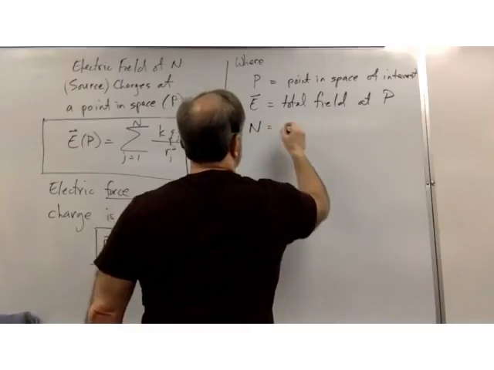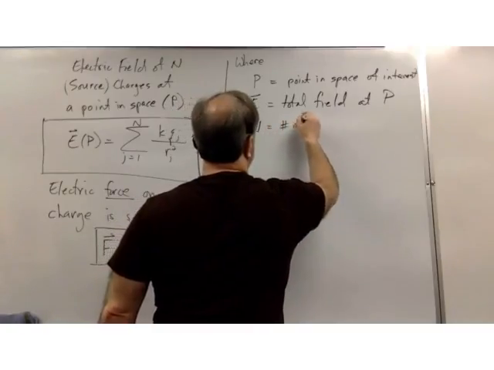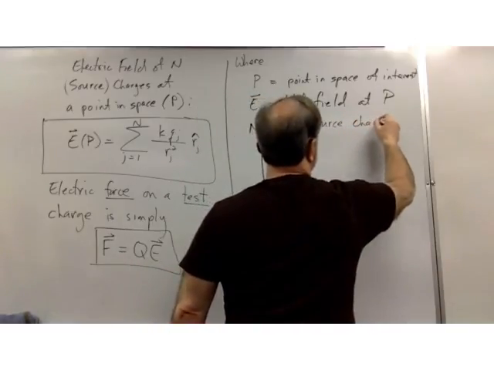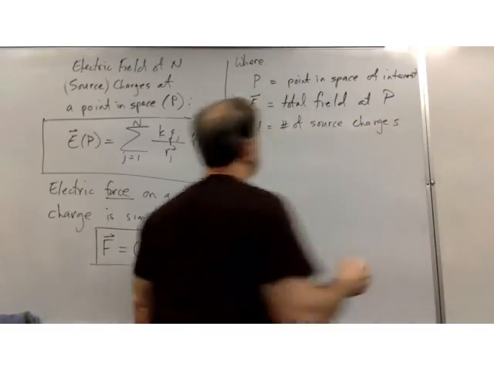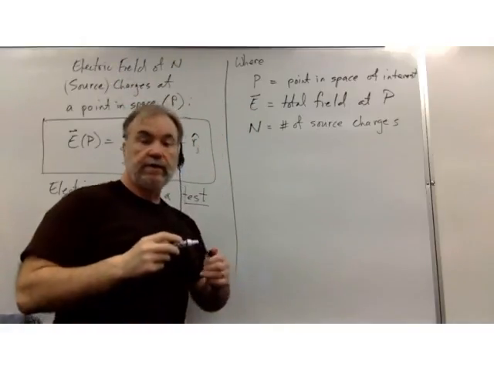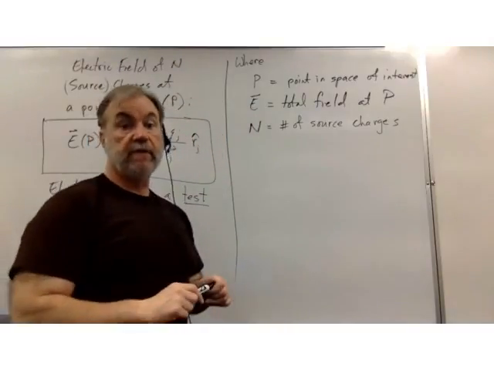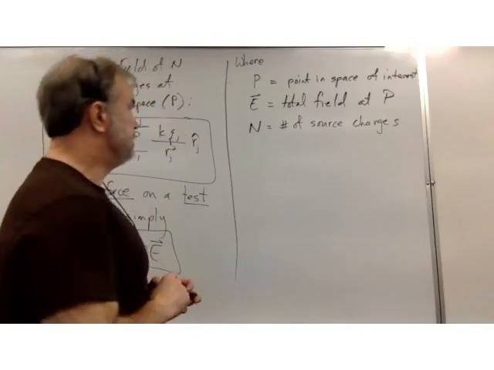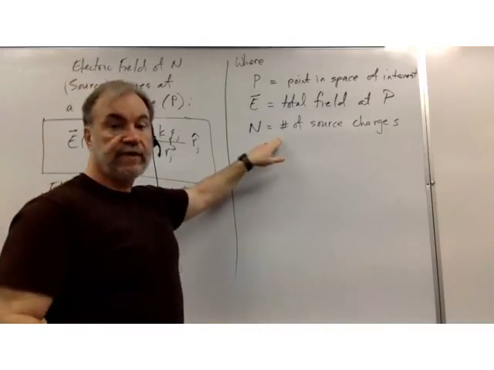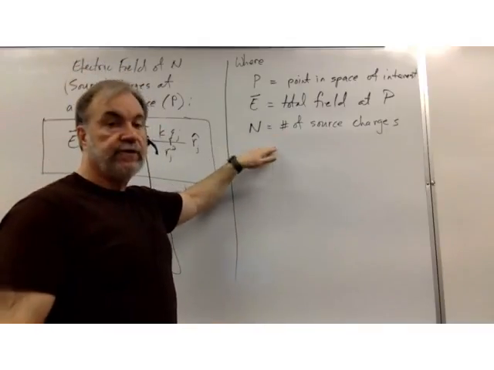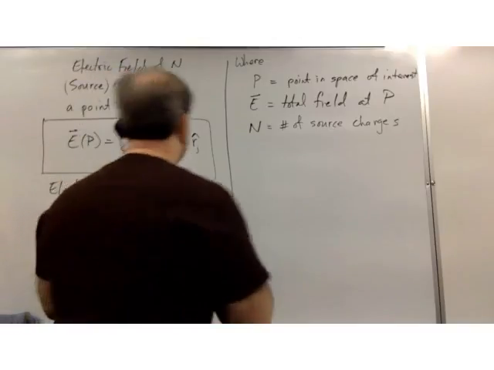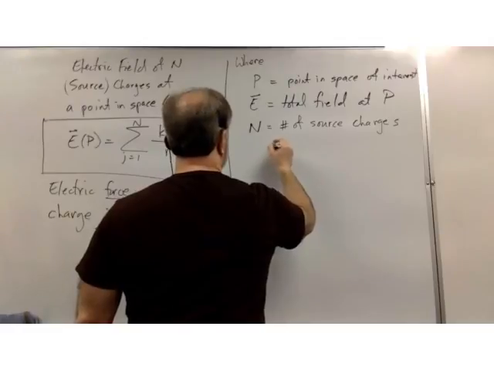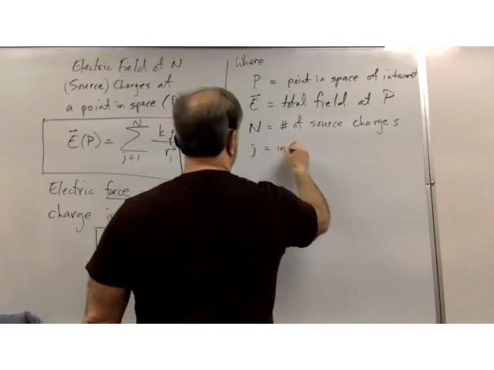N is the number of source charges that are contributing to the field. The total electric field, and we'll see this in mathematical detail in examples to come, is the superposition, that is to say the vector sum, of the electric fields of each individual source charge one at a time. J is an index, a counting variable.